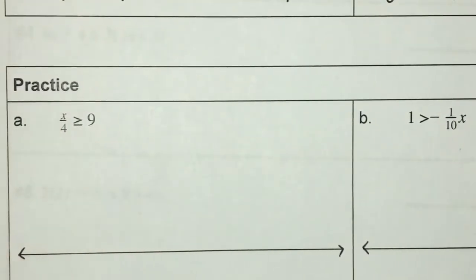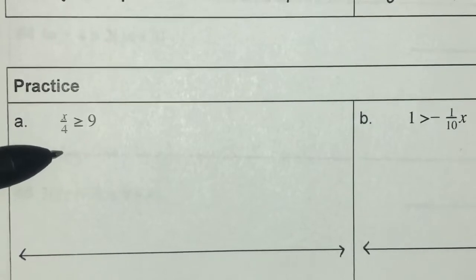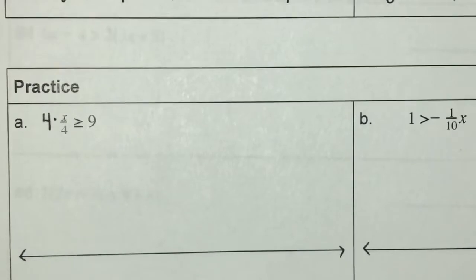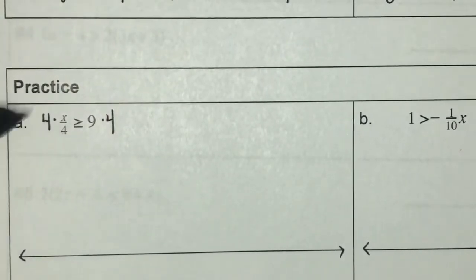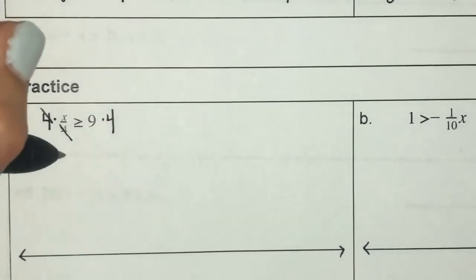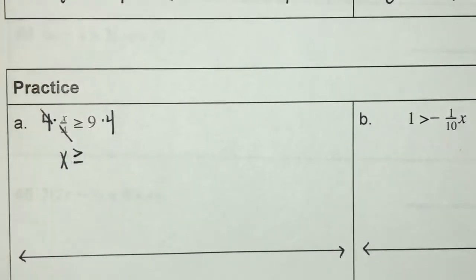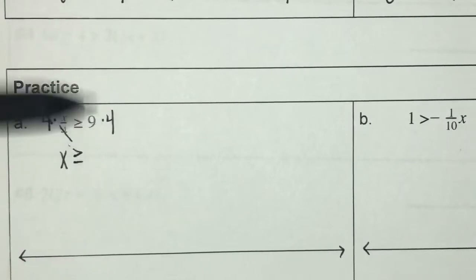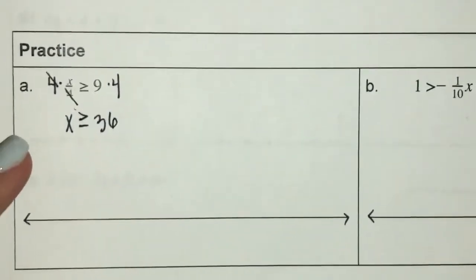So for practice A, it's x over 4 is greater than or equal to 9. So I have basically x divided by 4 is greater than or equal to 9. If I want to get x by itself, I need to undo dividing by 4, so I need to multiply both sides by 4. Multiplying by 4 and dividing by 4 undo each other, so I'm just left with x. I don't need to flip the sign because I just multiplied by a positive number, not a negative. So greater than or equal to stays the same, and 9 times 4 is 36. So x is greater than or equal to 36.